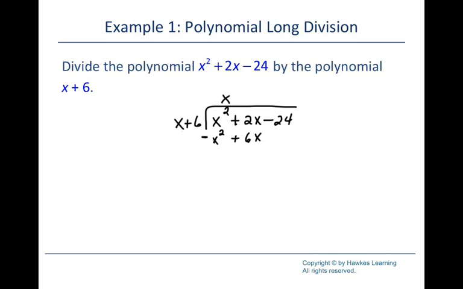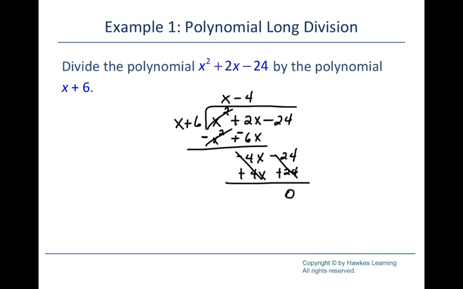Now I'm going to change the signs all the way across in that second line, and then I'm going to add. This first term should always add to be 0. 2x plus negative 6x is negative 4x. And I'm going to bring down my negative 24, the next thing that's there. Now, what times x will give me negative 4x? It's negative 4. Negative 4 times x is negative 4x. And negative 4 times positive 6 is negative 24. Change the signs all the way across, and in this case, both of them add out, and our remainder is 0.